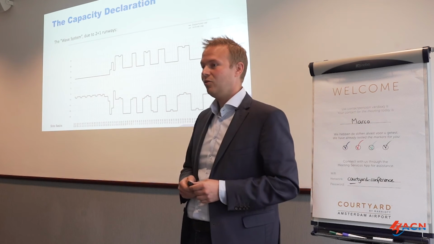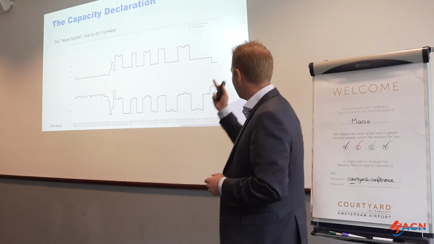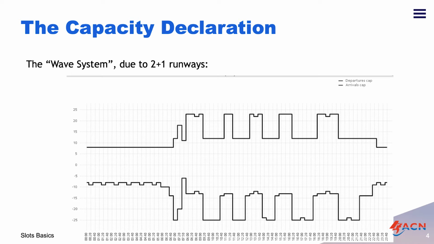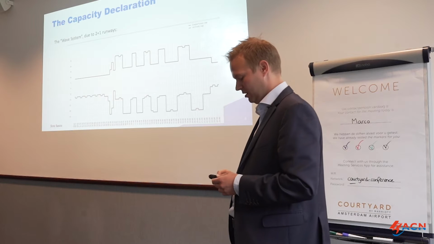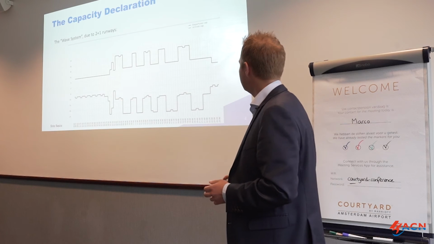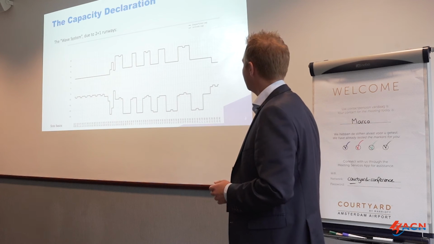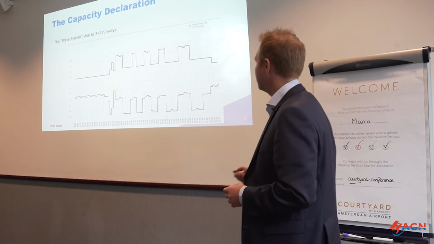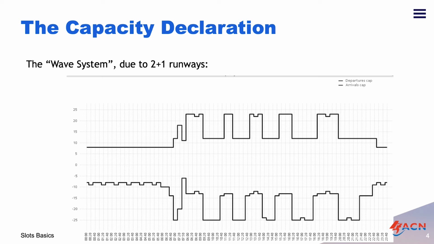So this is basically what it looks like, this runway capacity. The top line is the arrival capacity, the bottom line is the departure capacity. And you can clearly see the wave system that we have at Schiphol defined here. So we have an outbound wave, an inbound wave, and then they alternate throughout the day to facilitate the hub function that we have. So this is one of the limitations that we have to stay within when slots are being allocated.